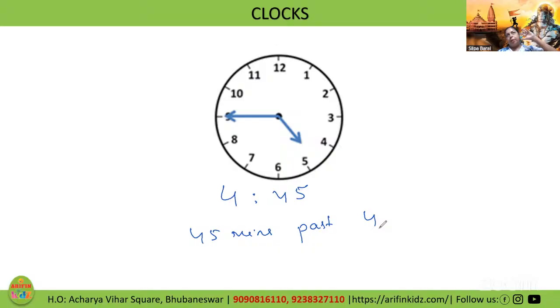Mama, there are 15 minutes less to 5 o'clock, right? 15 more minutes to reach 5 o'clock. That means 15 minutes to 5 o'clock. So always you try to convince your mother for that 15 minutes, right?